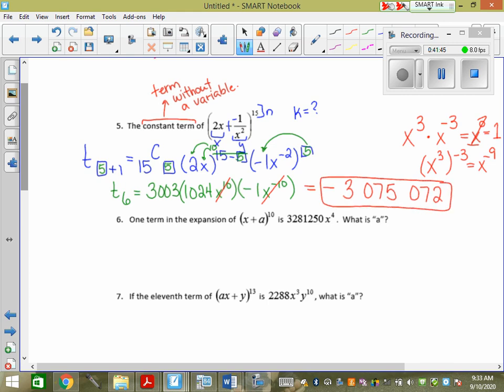And is that a constant term? Is that a term without a variable? Yep. If after you found it, you still have a variable on it, you didn't find the constant term. You found something else. Okay? Because the answer should be just a number. Because a constant is one without a variable.